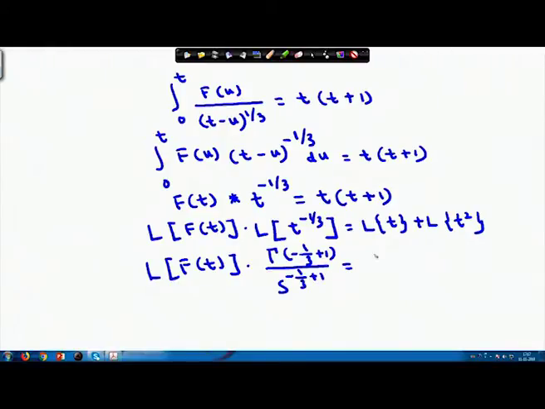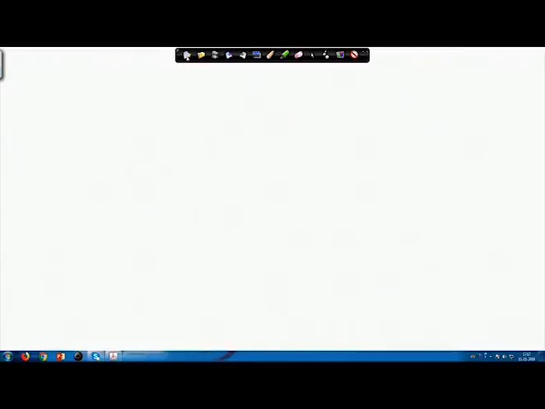This is equal to Laplace transform of t, which is gamma 2 by s square, plus gamma 3 by s cube. Once I obtain this, if I simplify these terms, next I can write down Laplace transform of f(t) into gamma(2/3) by s to the power 2/3, and if I simplify, this equals 1 by s square plus 2 by s cube.